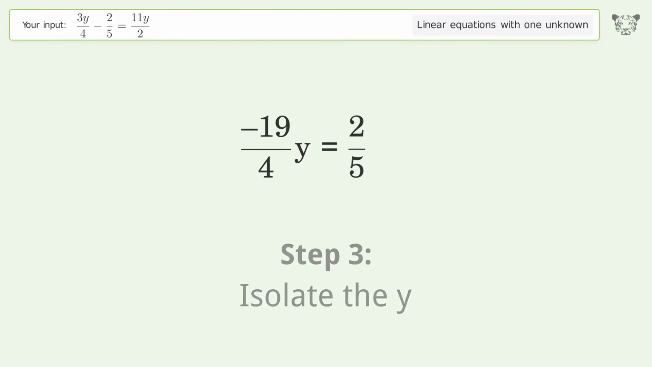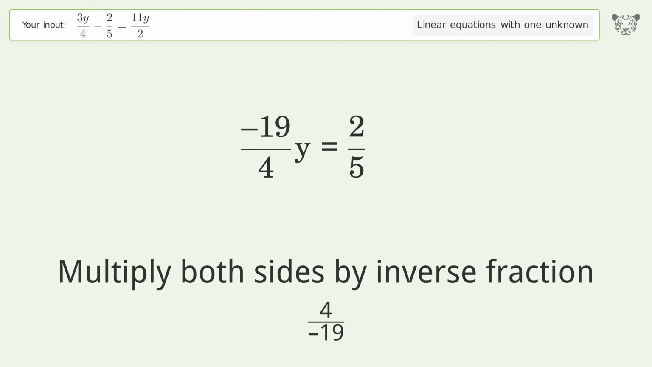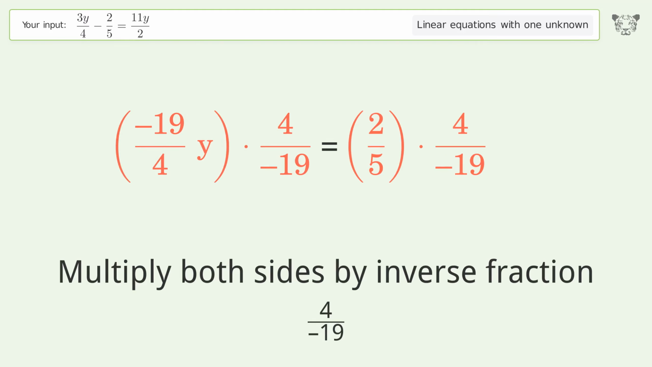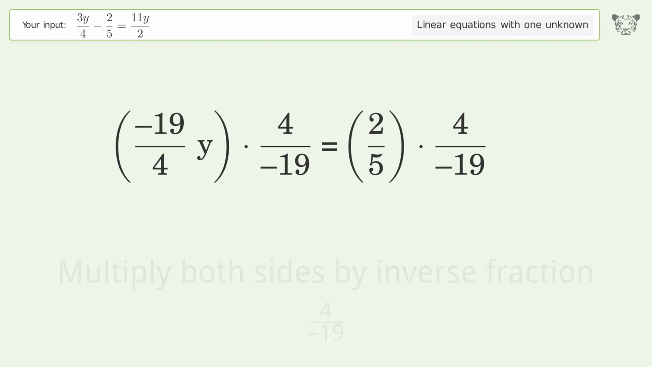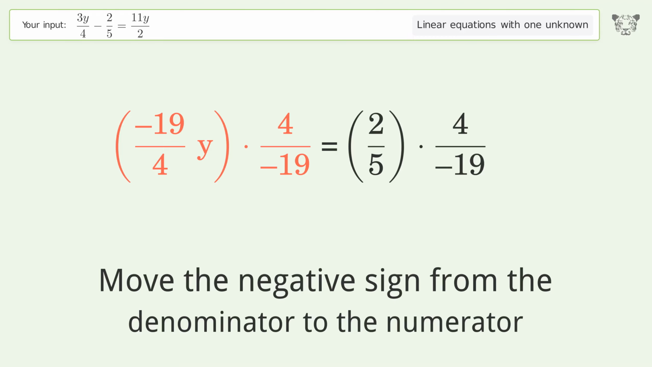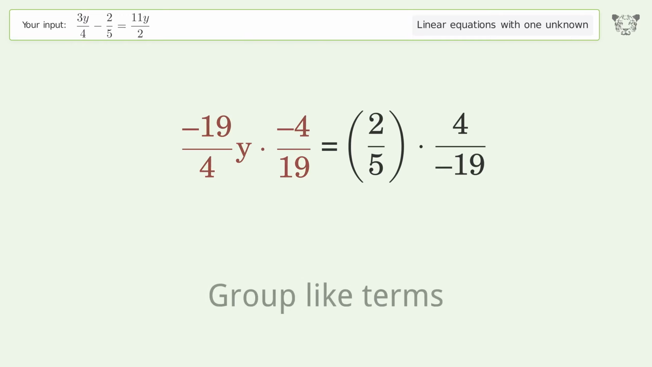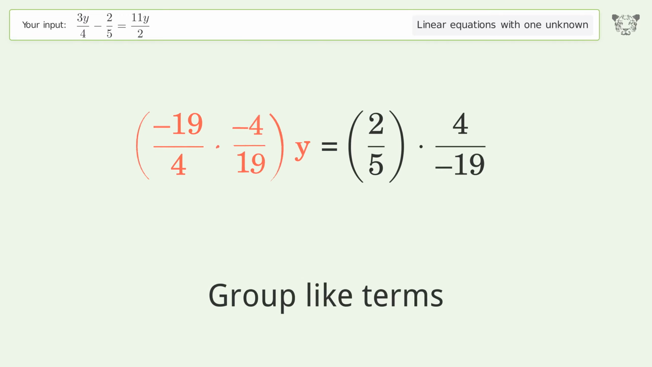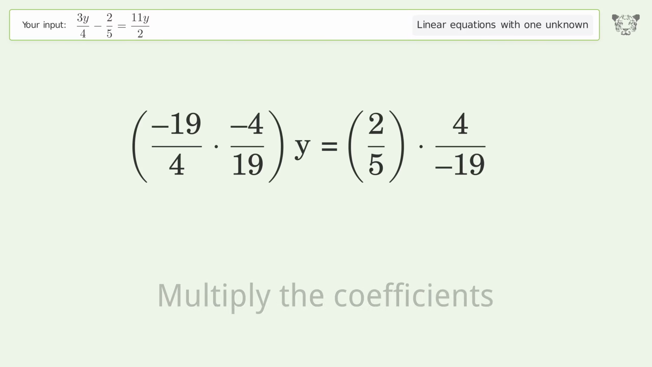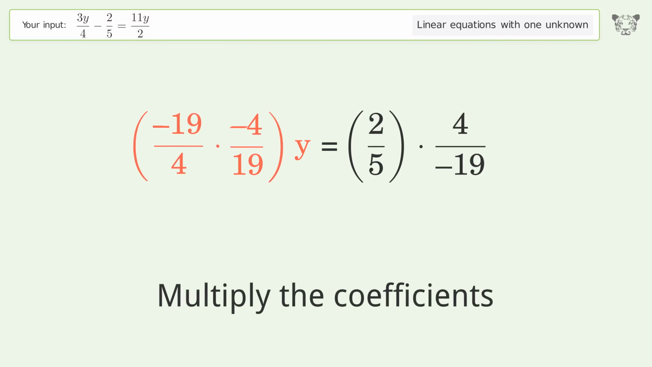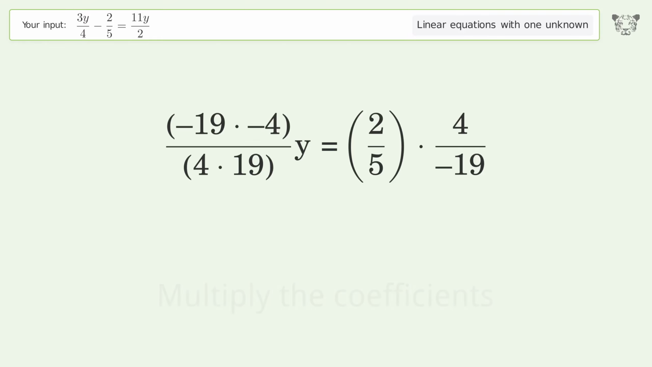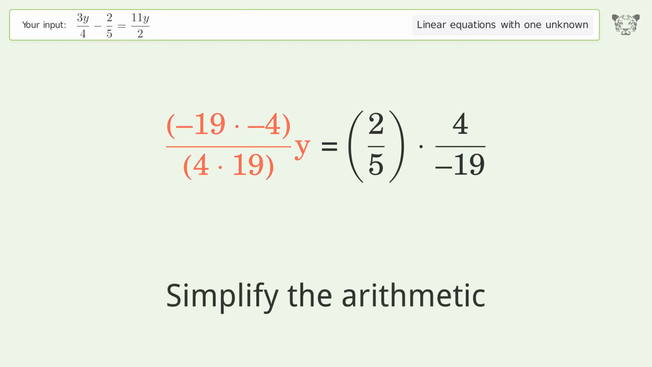Isolate the y. Multiply both sides by inverse fraction 4/-19. Move the negative sign from the denominator to the numerator. Group like terms. Multiply the coefficients. Simplify the arithmetic.